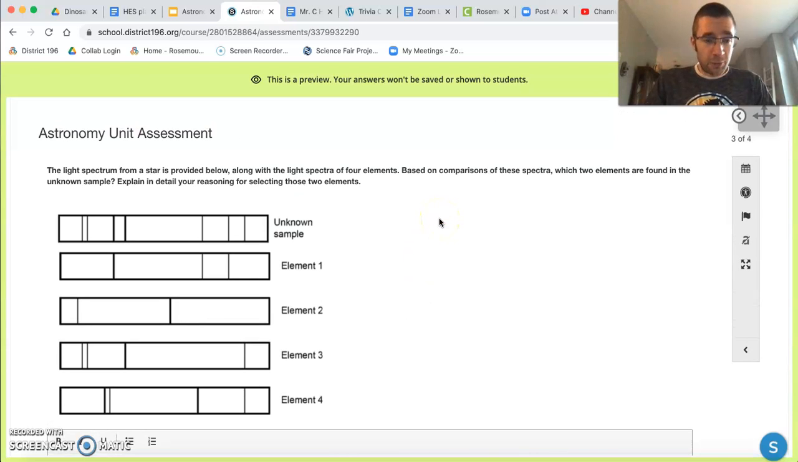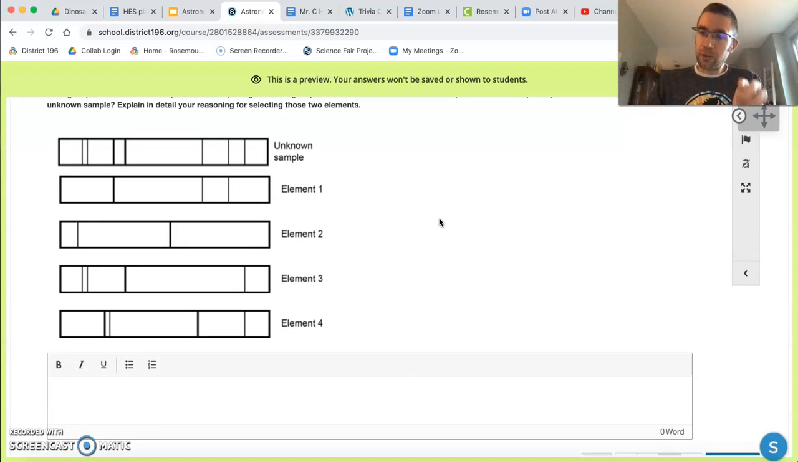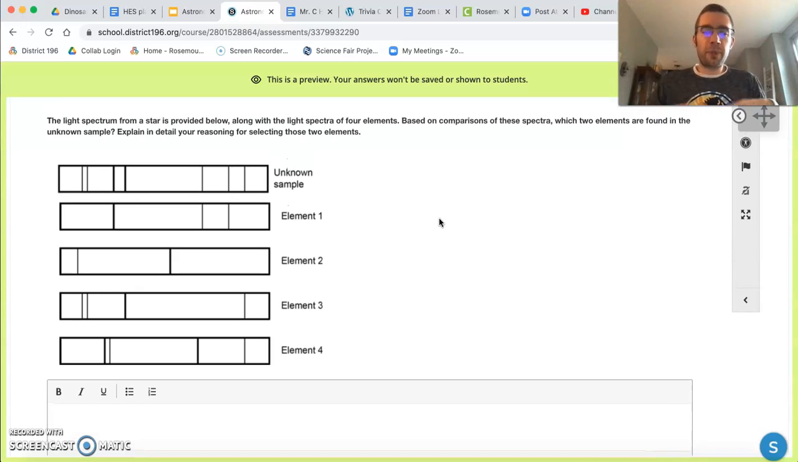Okay, then the next part says explain in detail your reasoning for selecting those 2 elements. So this part is a little bit more critical because you're explaining why you think those 2 elements are there. Okay, so again, go into a lot of detail, discuss how you figured out those 2 elements are in that star. Okay, and not only that, but why does that process help us understand that those elements are there? Okay, so walk me through how, but also the why. Okay, those two things are really important.